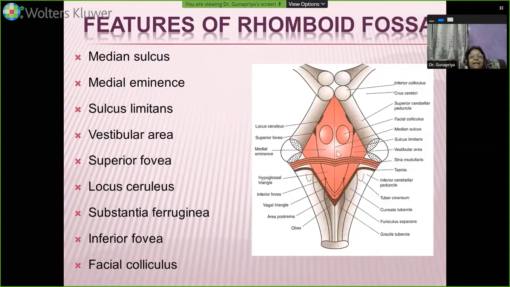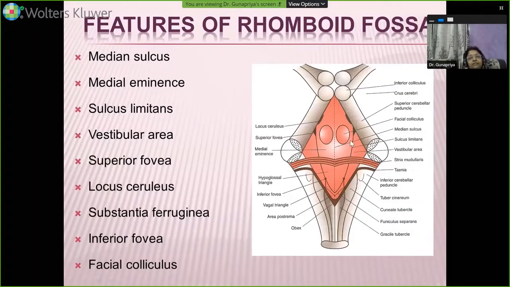So this is medial eminence. Within the medial eminence, you find an oval-shaped prominent area known as facial colliculus. Now, this medial eminence is limited by another shallow groove here known as sulcus limitans. Sulcus limitans is a limiting groove. That's why it is known as sulcus limitans, obviously. So there is a limiting groove here known as sulcus limitans.